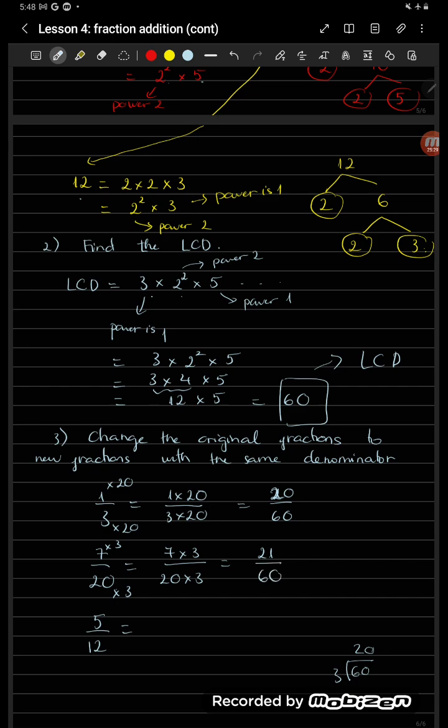Okay, and for the last fraction, how can you change 12 to become 60? The easiest way to do it is the same thing: take 60 divided by 12, then you get the answer 5. So 5 times 12 is 60, so it means you need to times 12 here by 5, you times the top here by 5 as well. So you have 5 times 5 over 12 times 5, and the answer is 25 over 60.